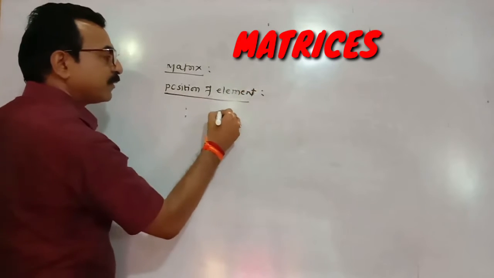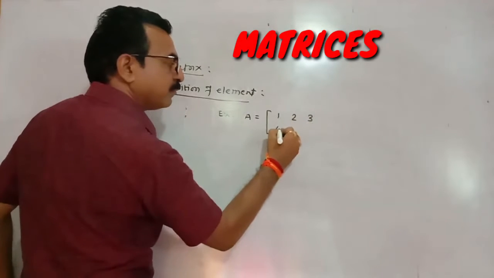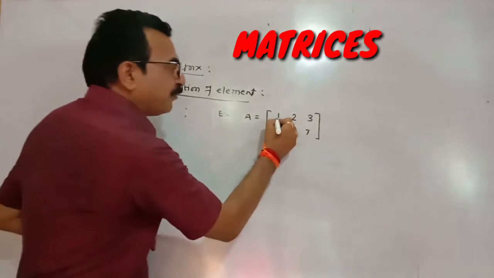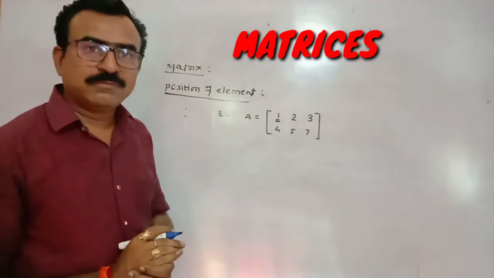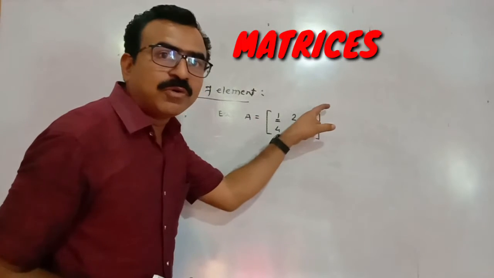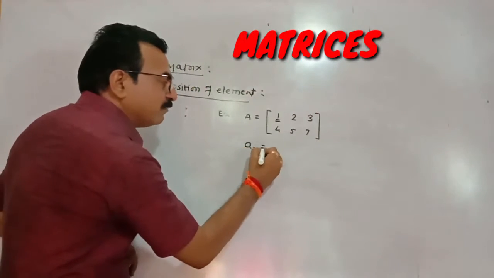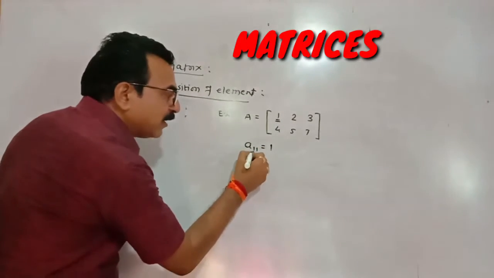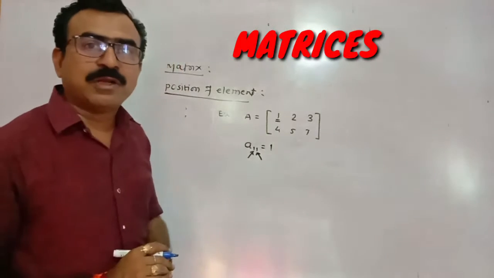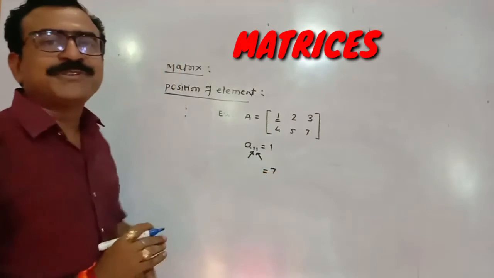So student, consider this example. Now you have to find out the position of 1. This 1 is present in first row and first column. So its position is 1, 1. Here the first one represents the number of rows, while the second one represents the number of columns. Understood? Now tell me, what is the position of 7?